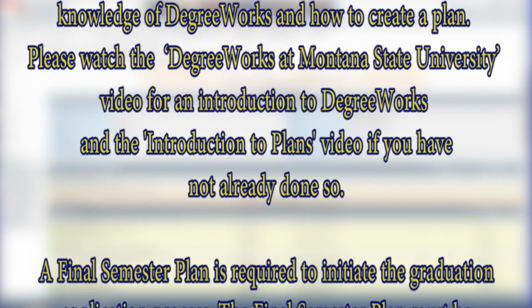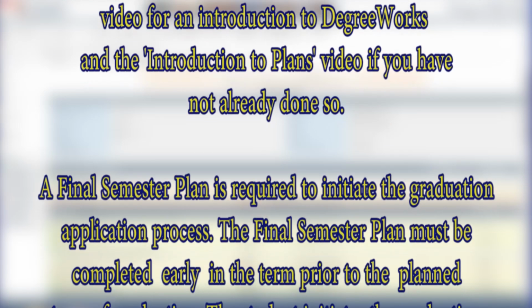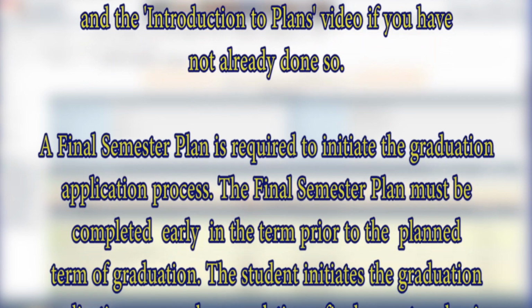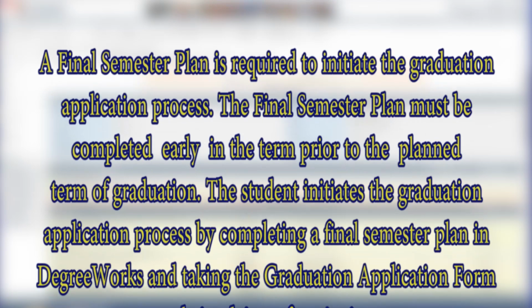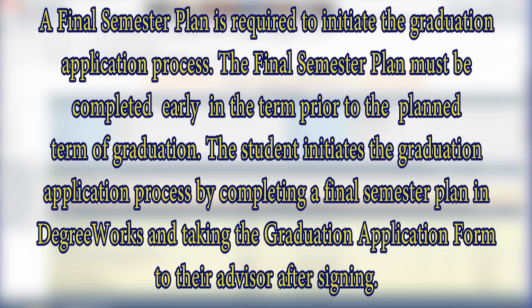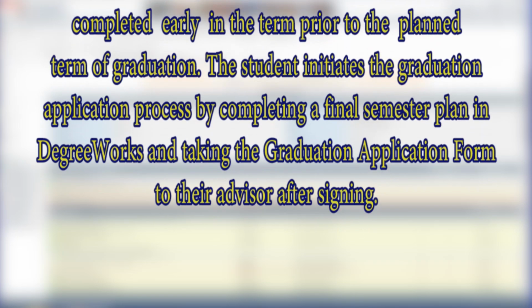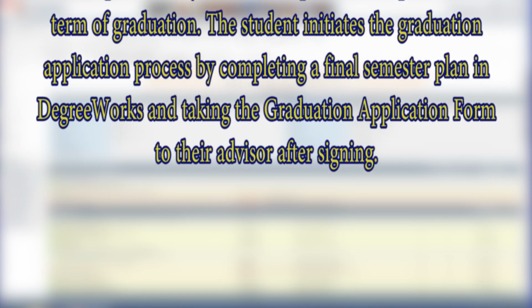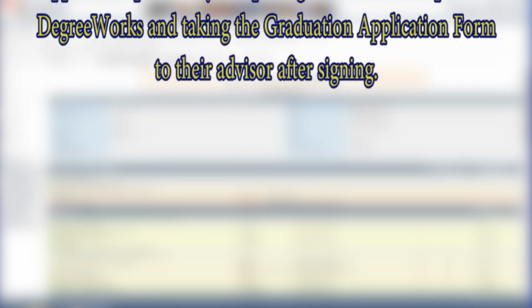A final semester plan is required to initiate the graduation application process. The final semester plan must be completed early in the term prior to the planned term of graduation. The student initiates the graduation application process by completing a final semester plan in DegreeWorks and taking the graduation application form to their advisor after signing.